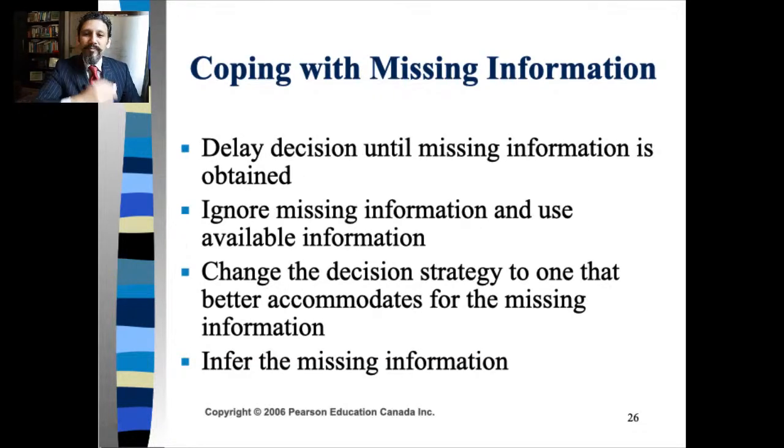How do consumers cope with missing information? Some people will delay the decision until the information is received. Some people will just ignore the information and use the information that is available. Some people will change the decision strategy to one that better accommodates the missing information, right? And then some people will just infer the missing information. I think this is what is happening here.